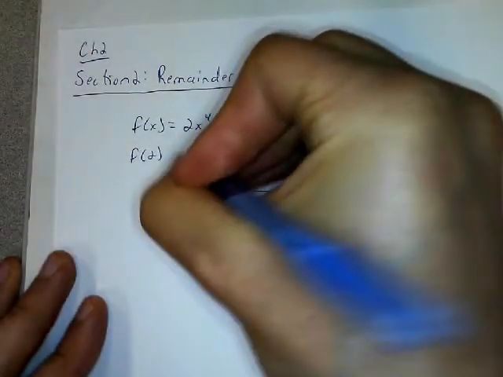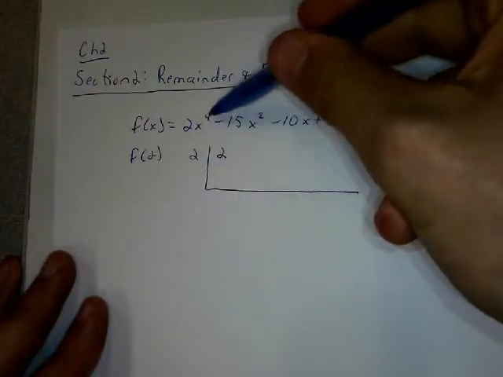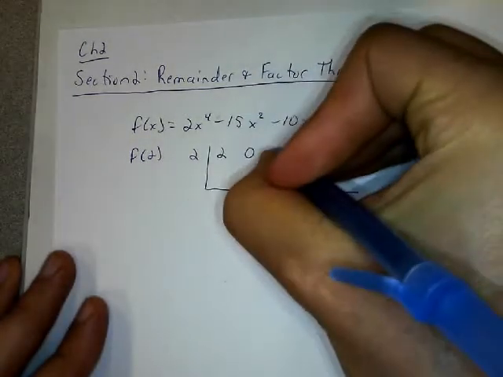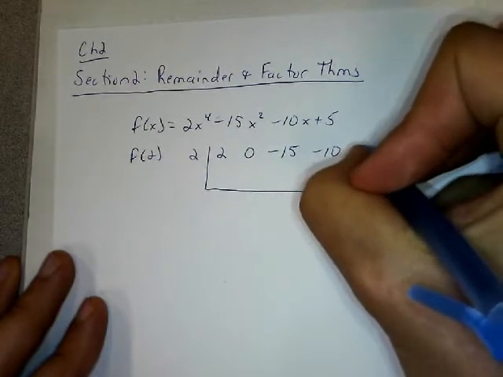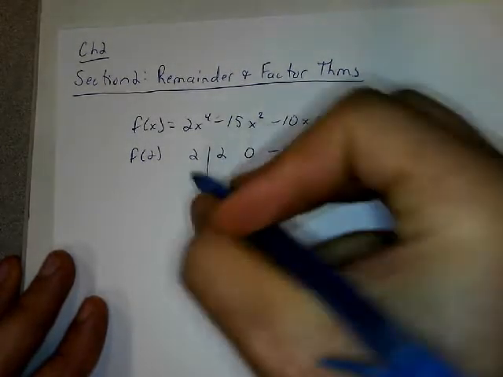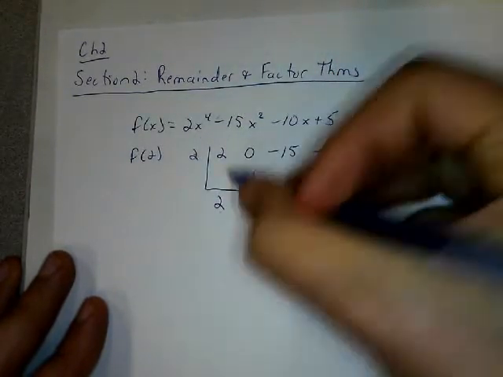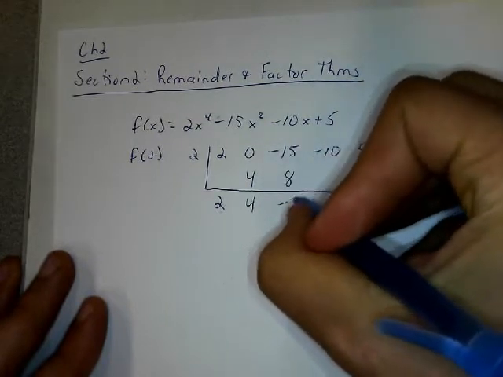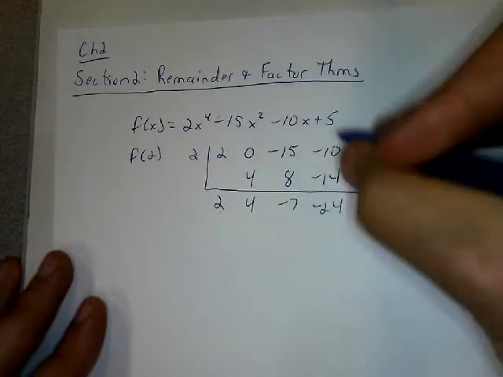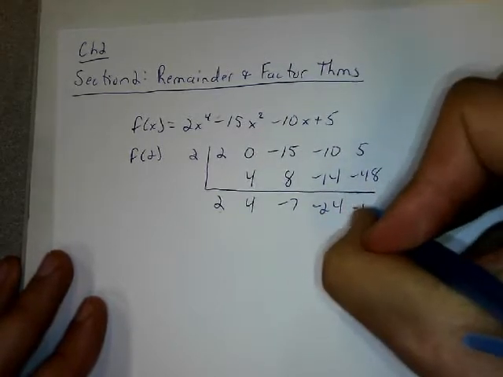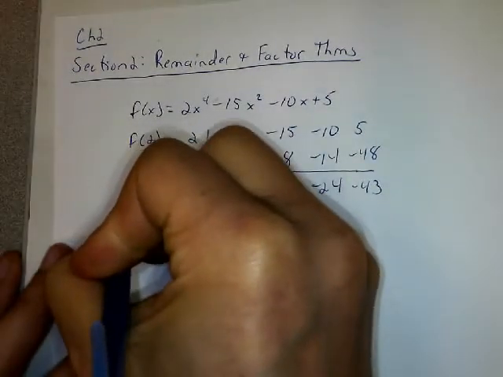But instead we're going to use synthetic division real quick. We put a 2 down for the first coefficient. Notice I skipped x cubed, therefore there needs to be a 0 there. Minus 15, negative 10, and then 5. We plop our 2 down there. 2 times 2 is 4. Add them, you get 4. Then we get 8, negative 7. And notice how quickly you can start doing this. You get negative 43.